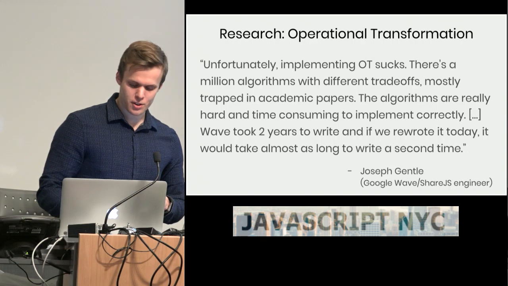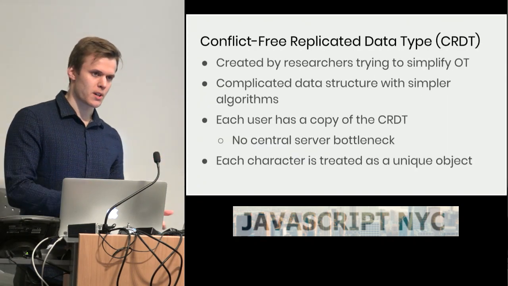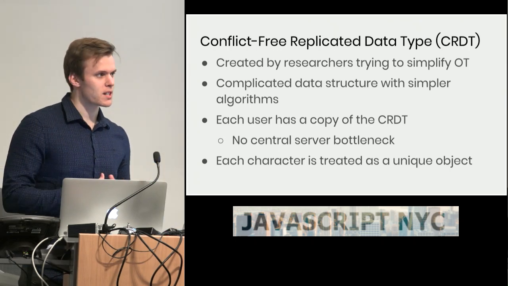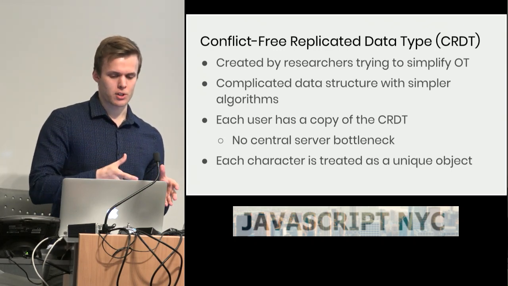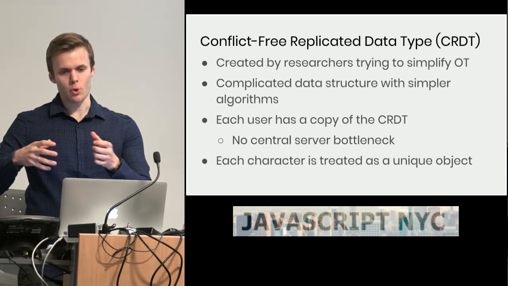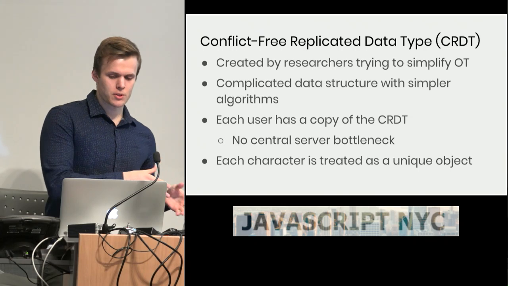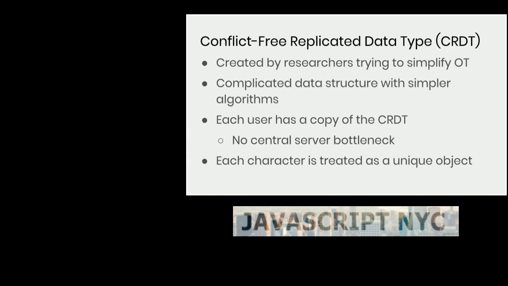The other solution that gave us was called conflict-free replicated data types, also known as CRDTs. These were created by researchers who were trying to simplify OT, because OT is really complicated. Basically, it's just a really complicated data structure, and it uses a lot of metadata. So it moves the problem-solving logic from the algorithm to the data structure, which allows for much simpler algorithms. While it uses more metadata and is a more memory-intensive solution, the overall solution is much simpler, so it's much faster to implement.